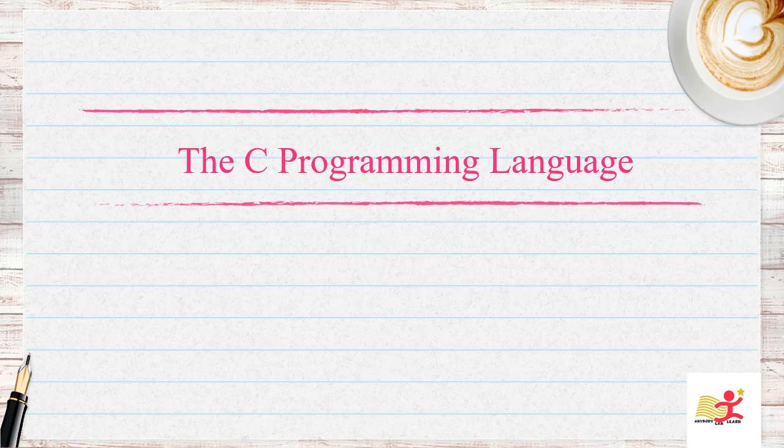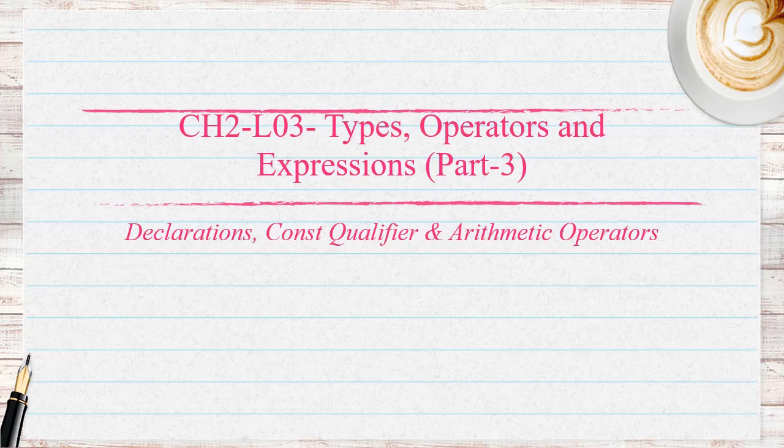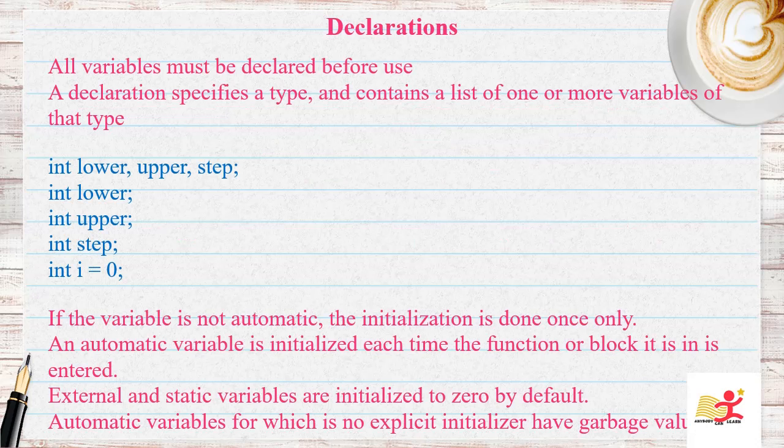Welcome to tutorials on C programming. These tutorials are based on the textbook The C Programming Language written by Dennis Ritchie and Brian Kernighan. This video contains explanation about declarations, const qualifier and arithmetic operators from the second chapter, Types, Operators and Expressions.